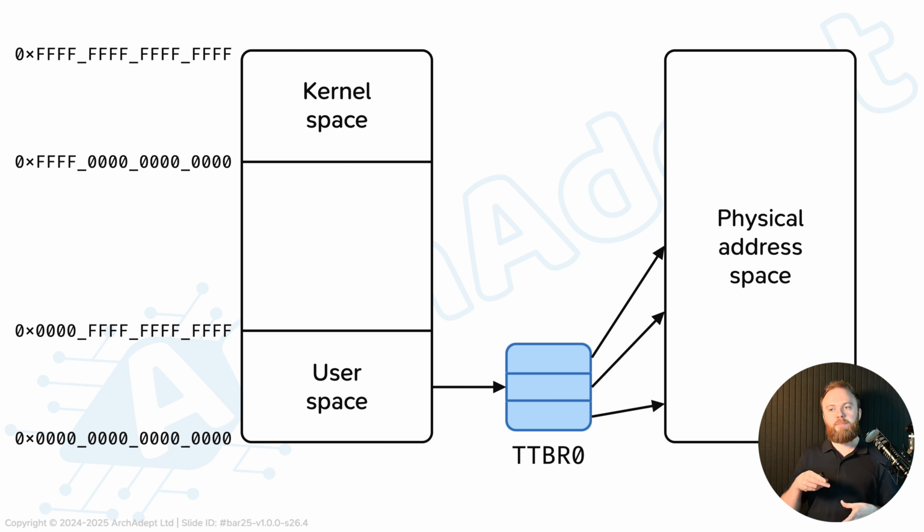Rather, what we do is make TTBR1 point to some dummy minimal set of page tables that give us just enough functionality to be able to swap over to using the proper kernel space page tables on kernel entry. We then do whatever work in the kernel is required of us before swapping back to the dummy page tables and dropping back into user space.